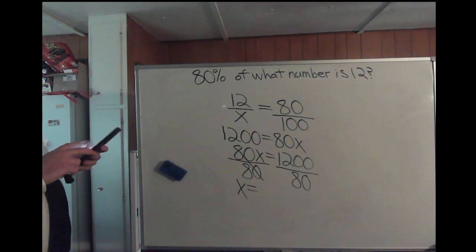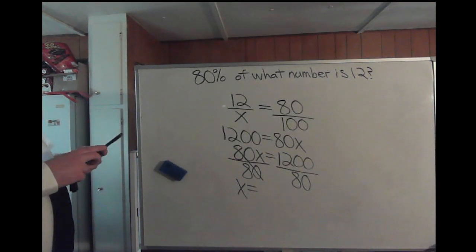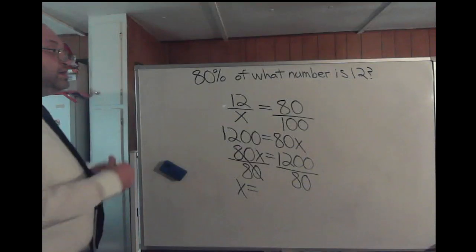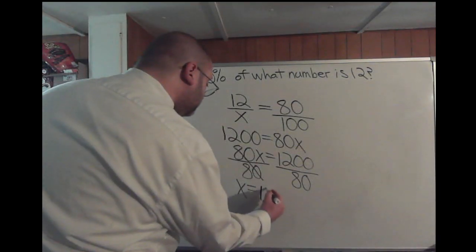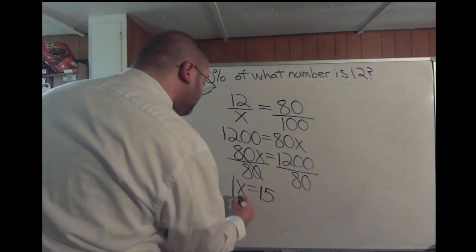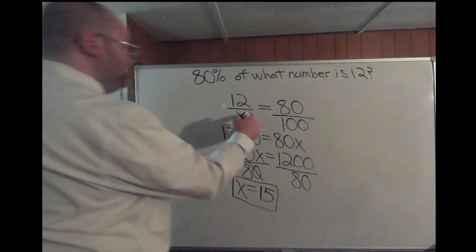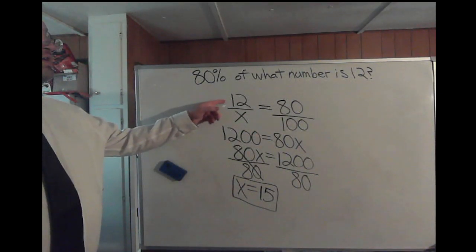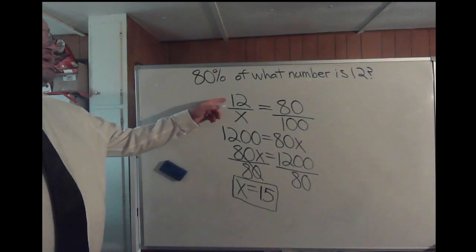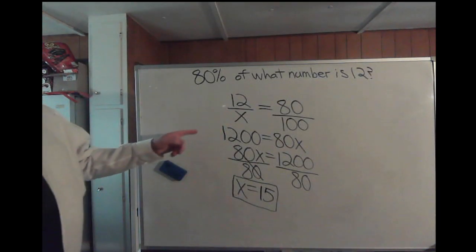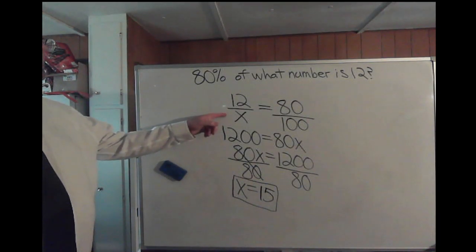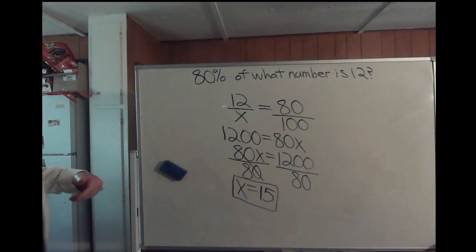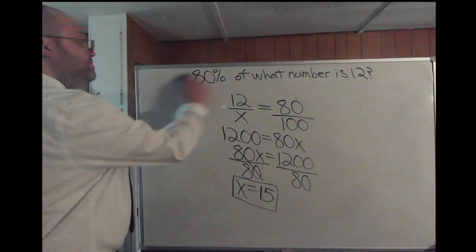So let's figure out what 1200 divided by 80 is. 15. Looks like x is 15. So the number it's out of is going to be 15. So 12 is 80% of 15. 80% of 15 is 12. That's how that could be read. And I got one more.